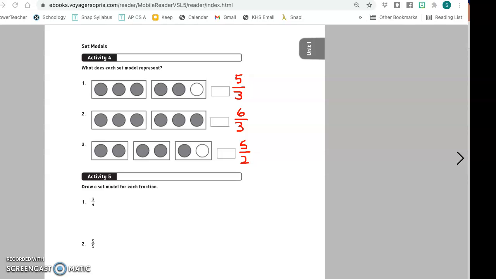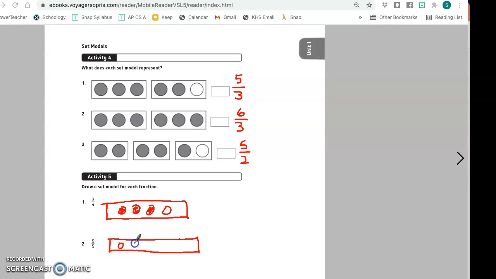All right. Next activity, draw a set model for each fraction. Right? So we're just drawing these set models, and here I want fourths because this is 3/4, so I need 4 circles. And I'm going to shade in 3 of them for 3/4, right? 5/5. How many circles do I need? 1, 2, 3, 4, 5 circles, and all of them are going to be filled in because I need all 5 of them.